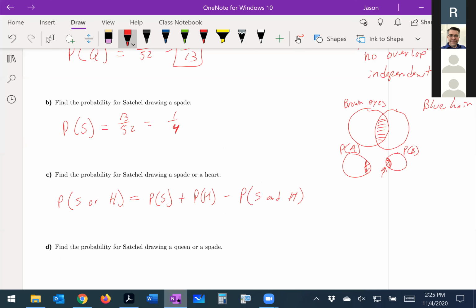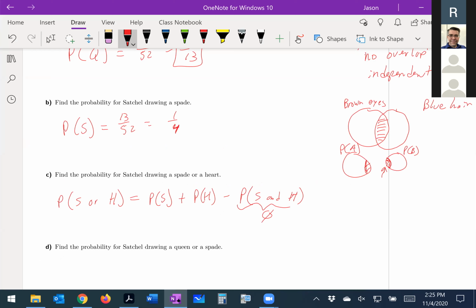Okay. So we know that there is no overlap here. The overlap here is 0. Probability of getting a spade and a heart at the same time? Okay, then it's 0. Probability 0.